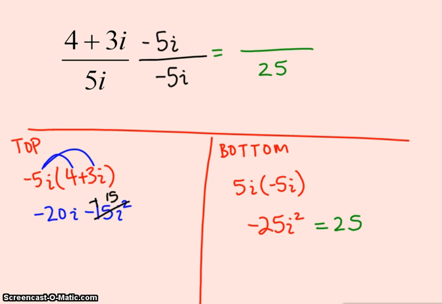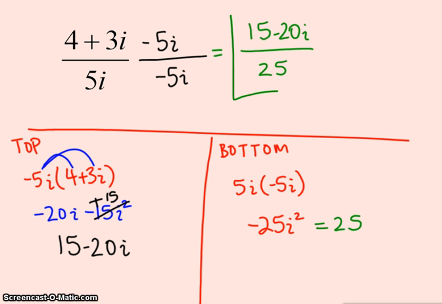Now be careful here. We want to make sure that we write it in the form of a plus bi. So it's 15 minus 20i that is going to be the top of ours. So we put 15 minus 20i. Now here's one other thing that we can do. So this actually looks like our final answer.